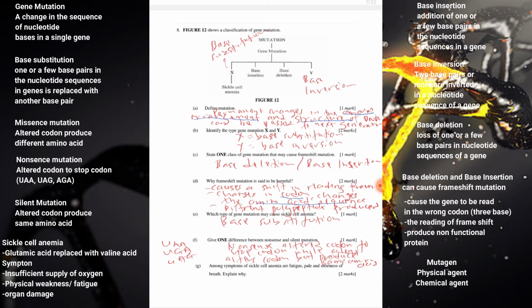Okay, next question. Among the symptoms of sickle cell anemia are fatigue, pale skin, and shortness of breath. Explain why. Because sickle cells block blood flow to the organs. So in the blood, there is a low level of oxygen. Why? Because sickle cells block the blood flow to the organs, so the blood has a low level of oxygen.